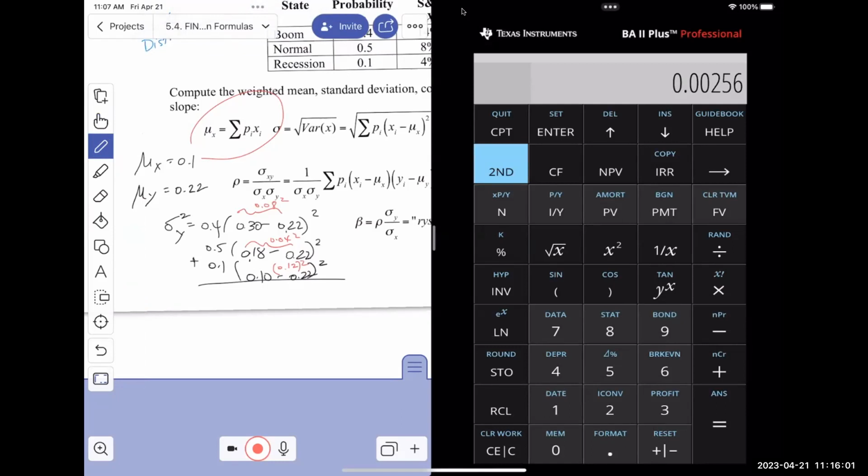These are my answers. 0.00256, 0.0008, and 0.0014, and then you add them and you get the variance. So then the standard deviation is the square root of that.